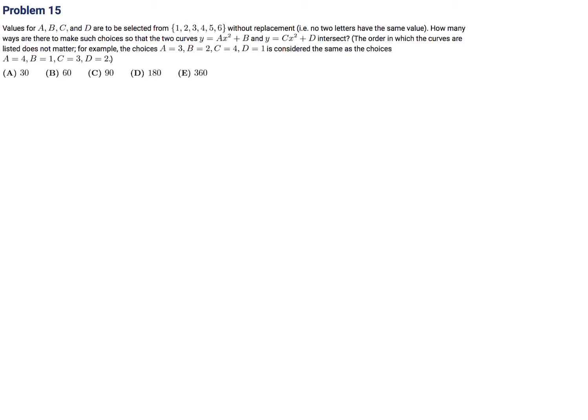Values for A, B, C, D are to be selected from 1 through 6 without replacement. How many ways are there to make such choices so that the two curves y is equal to ax squared plus b and y is equal to cx squared plus d intersect?